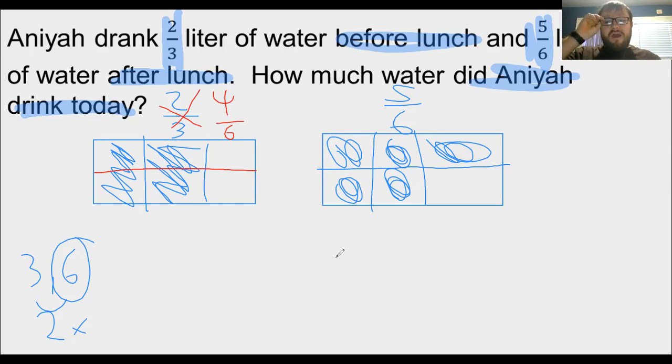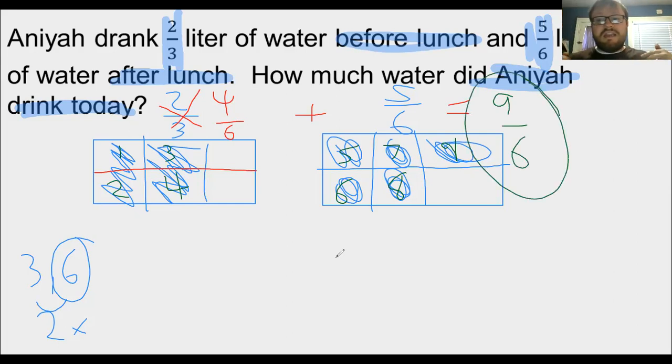Now, when adding fractions with like denominators, I have to remember that I keep my denominator the same. So the 6 will still be my denominator. And then all I'm going to do here is count the number of sixths that I have, and that's going to give me my improper fraction. So I have 1, 2, 3, 4, 5, 6, 7, 8, 9. 9/6. Of course, 4 plus 5 is 9. So right now my improper fraction is 9/6.